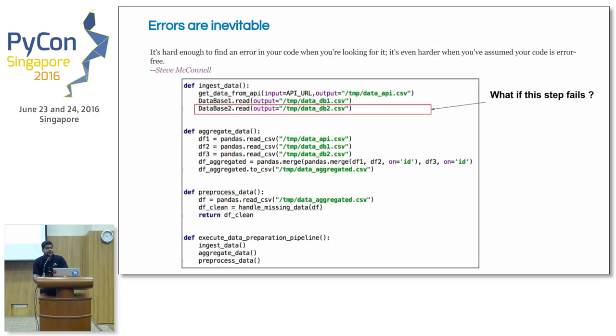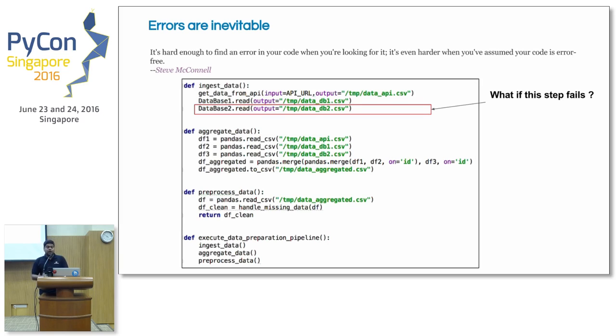Now, as we know, things are never perfect in this computing world. Something or the other goes wrong. For example, the first task of getting the data from the API works absolutely perfectly. You get the data. Now you again read the data from database one. You have the database one data now. You store it as a data_db1 CSV.